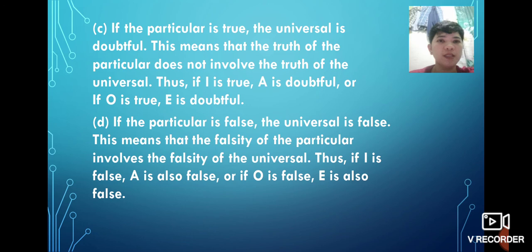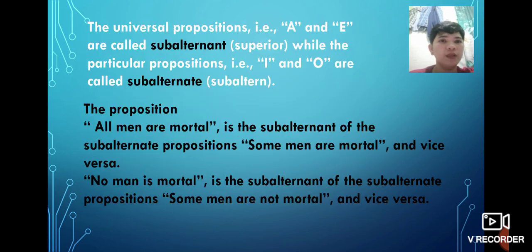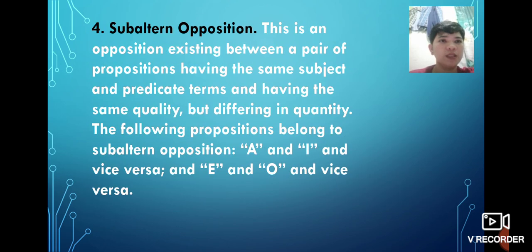And the last, letter D, if the particular is false, the universal is false. This means that the falsity of the particular involves the falsity of the universal. Thus, if I is false, A is also false, or if O is false, E is also false. So they are all connected to each other in this fourth opposition, subaltern.